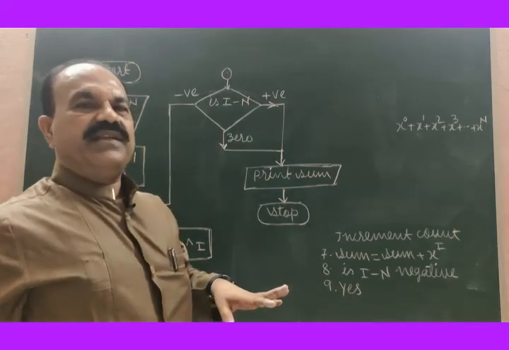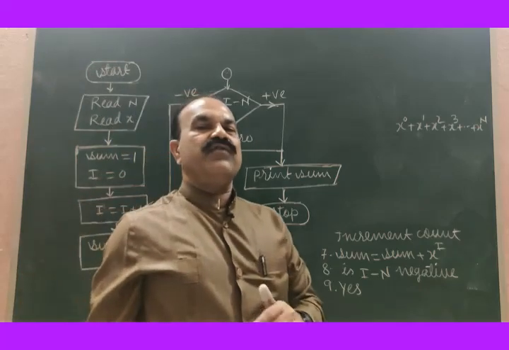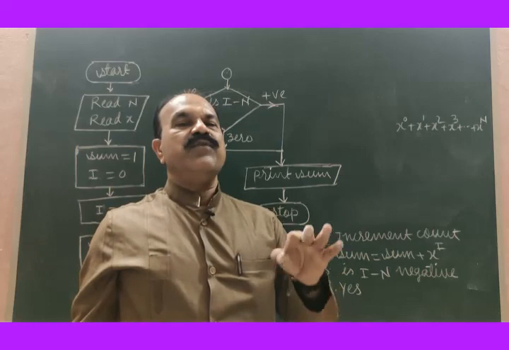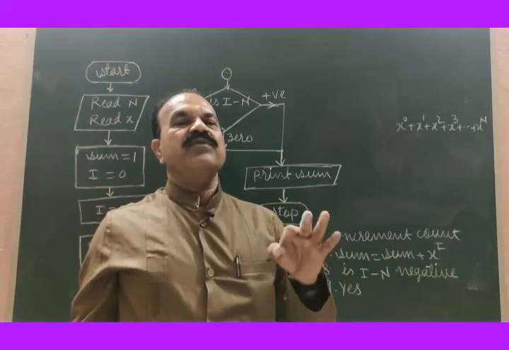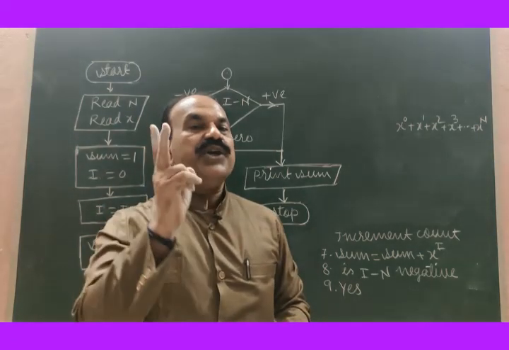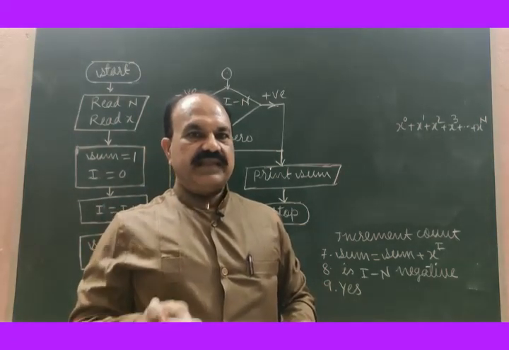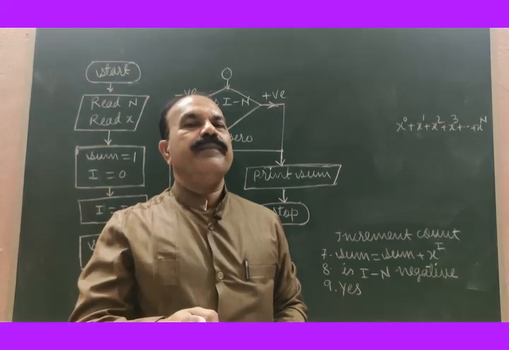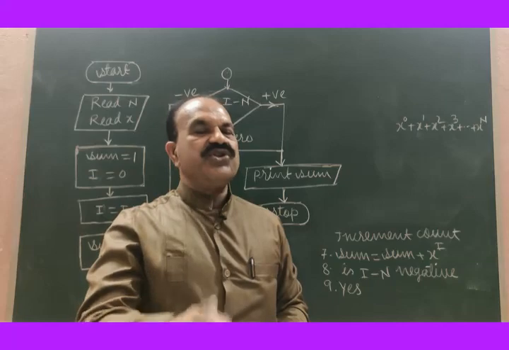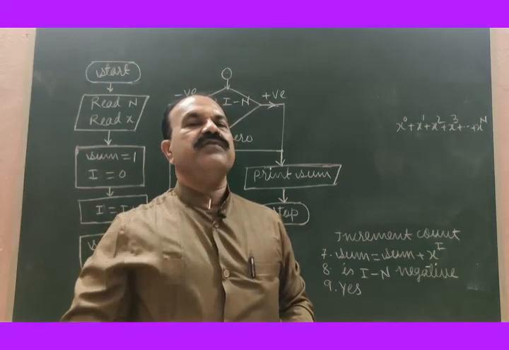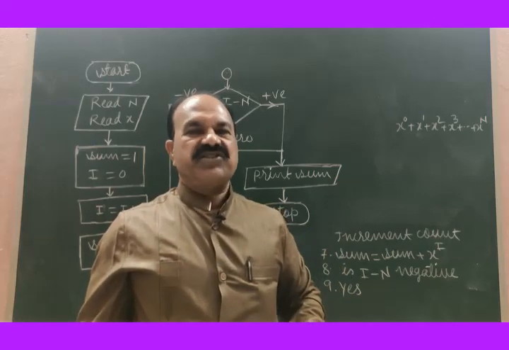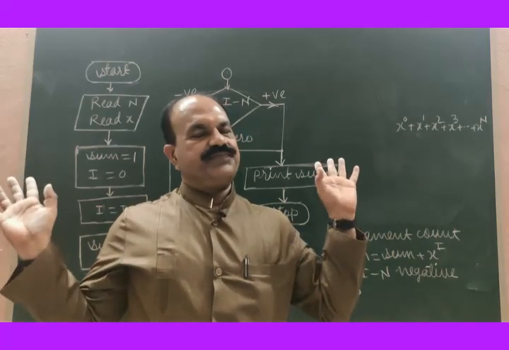So this is the algorithm and flowchart for the sum of a finite series, and here I have taken two examples for your understanding. In the next lecture I shall go for the algorithm and flowchart for product of finite series. I will go for only one example in the next lecture. Hope you got it. Thank you.